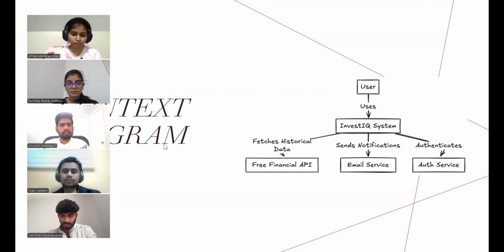This is the high level diagram of the context diagram. It shows the different entities which interact with the InvestIQ system. Here the user accesses the InvestIQ system, which fetches historical data from the financial API, sends notifications through an email service, and manages user authentication through an authentication service.